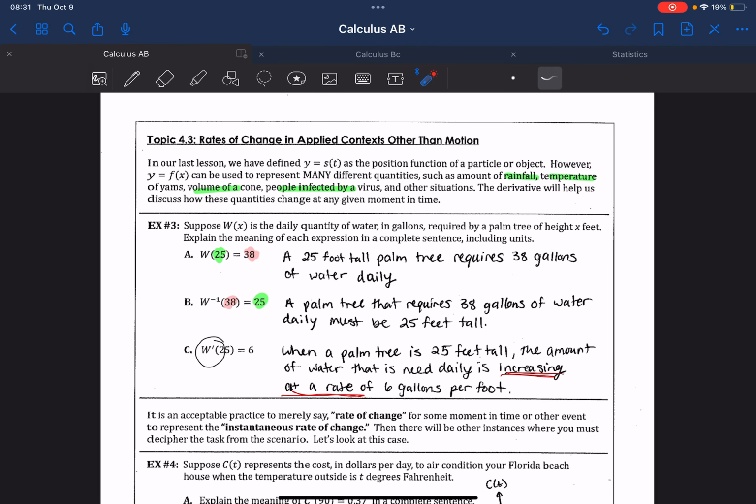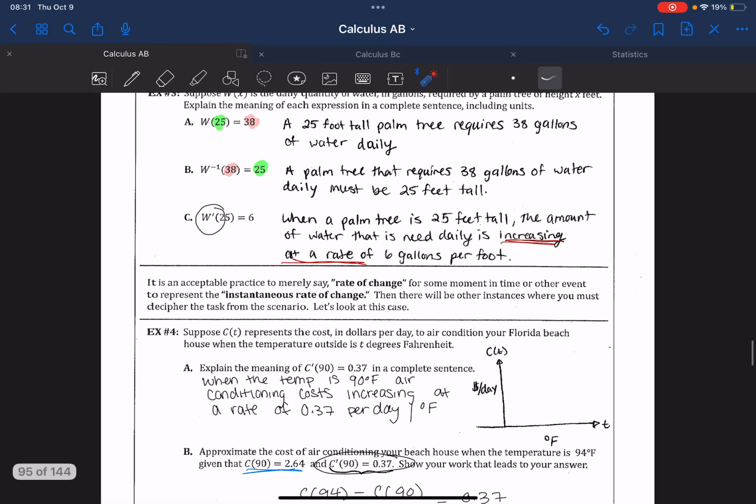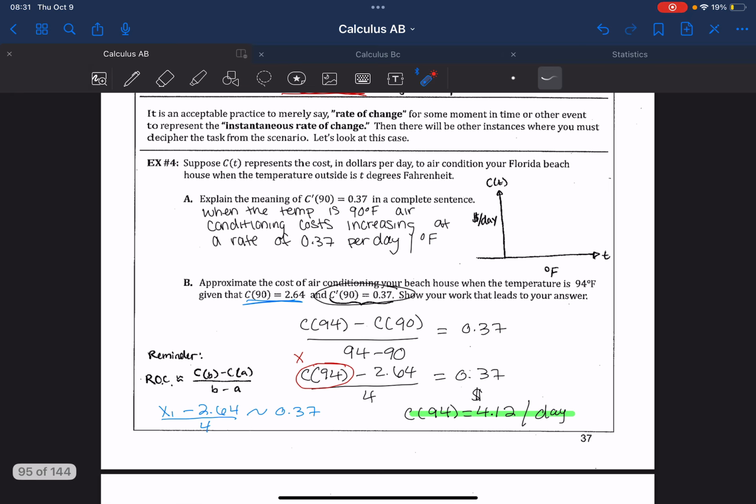Okay, more examples here. Another example here, but instead this is using rate of change. So like that f of b minus f of a over b minus a.